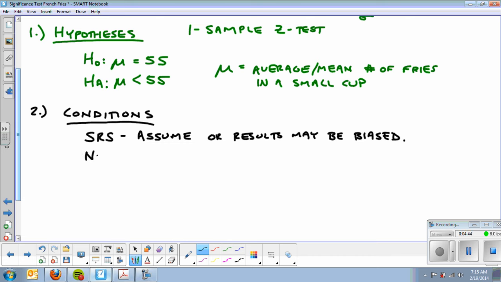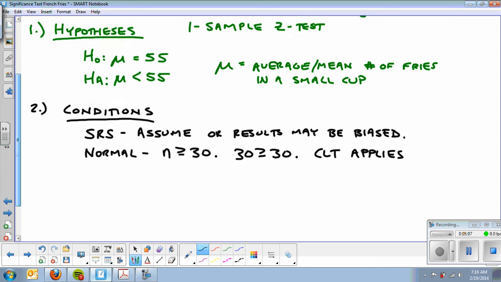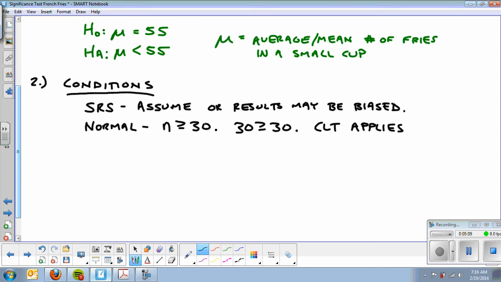Okay, normal. All right, so in this case, we're looking for n greater than or equal to 30, and 30 is greater than or equal to 30. So the central limit theorem applies. So even though I don't know anything about the distribution of the population of all small cups of fries, I know that as long as I have a large sample size, 30 or more, the sampling distribution will be approximately normal.